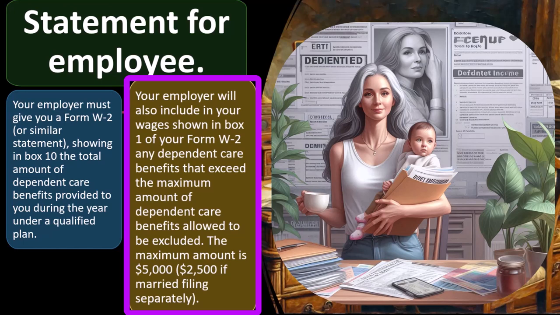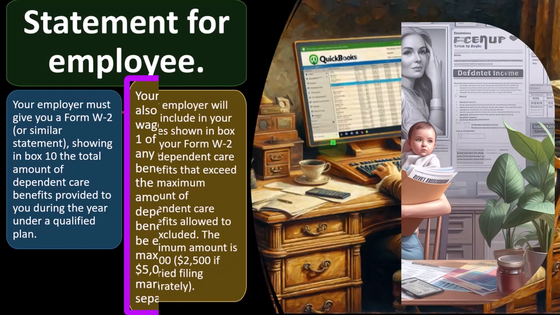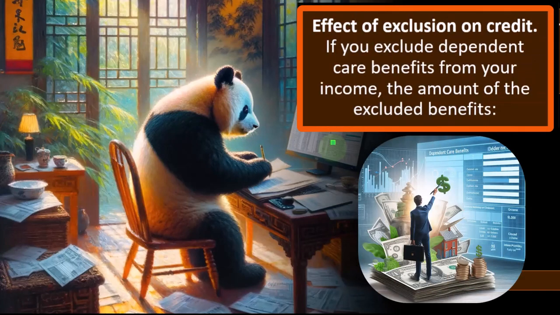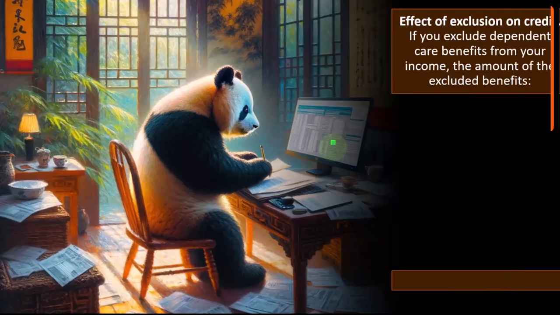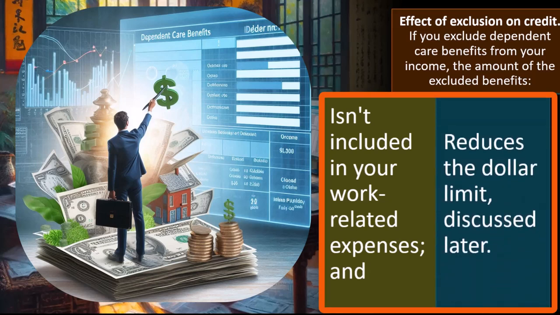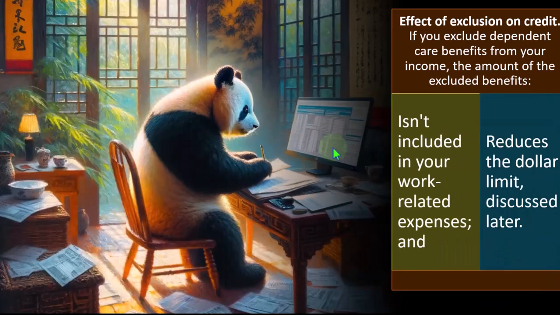So your employer will also include in your wages shown in box 1 of your Form W-2 any dependent care benefits that exceed the maximum amount of dependent care benefits allowed to be excluded. The maximum amount is $5,000, $2,500 if married filing separately. Effect of exclusion on credit. If you exclude dependent care benefits from your income, the amount of the excluded benefits isn't included in your work-related expenses and reduces the dollar limit discussed later.